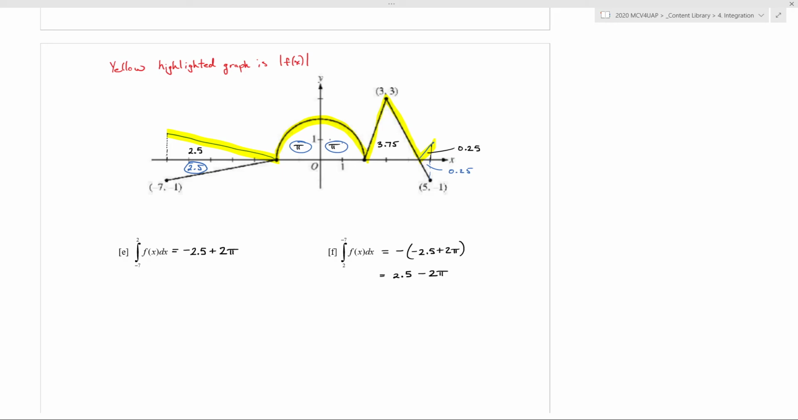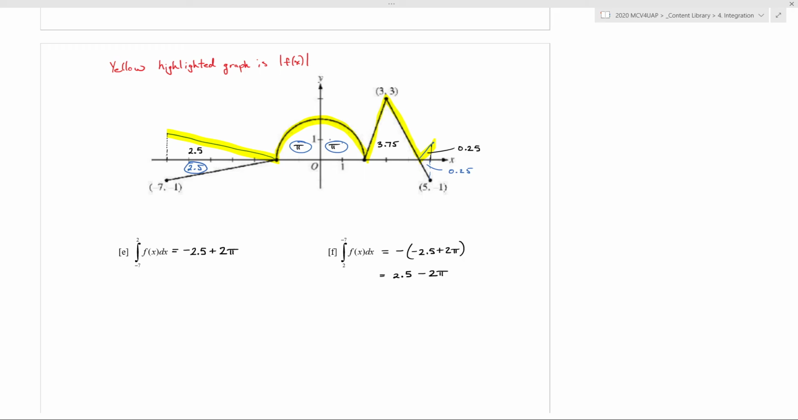Now part F is the same areas, only this time we're integrating from the right. We're starting at 2 and integrating to negative 7, which is just the negative of the answer we got in E. So it's the negative of negative 2.5 plus 2 pi, which is 2.5 minus 2 pi.